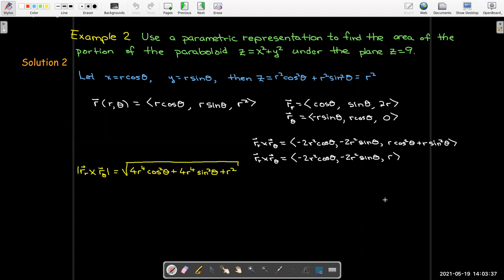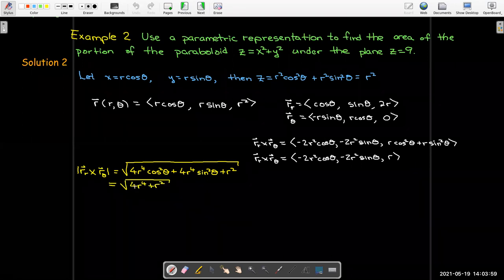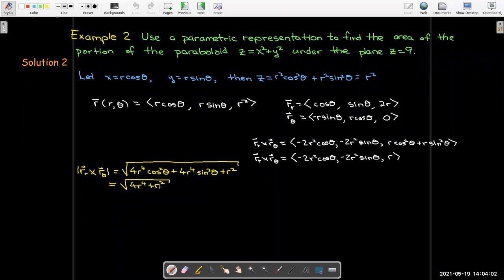Now let's find the magnitude of the cross product. A little bit more work involved here. Take the square root of the sum of the squares of the components. I see I can simplify that because I have 4r to the fourth as a common factor for cosine squared and sine squared theta. So that would reduce to radical 4r to the power of 4 plus r squared. I have a common factor of r squared, and I could take the radical of each factor, and that reduces to r outside the radical, inside the radical, 4r squared plus 1.